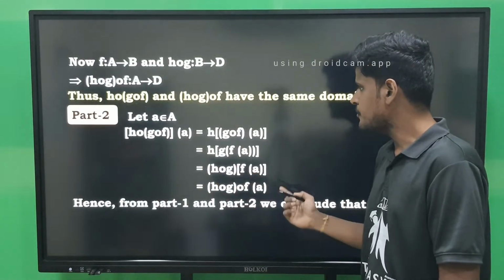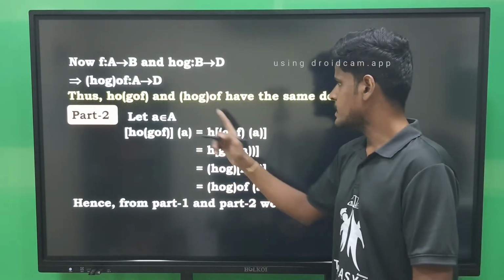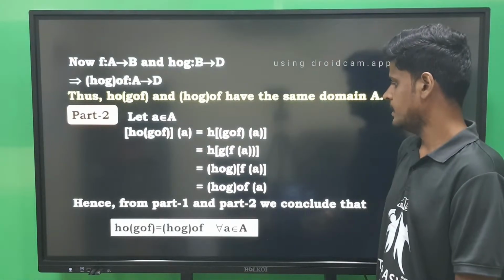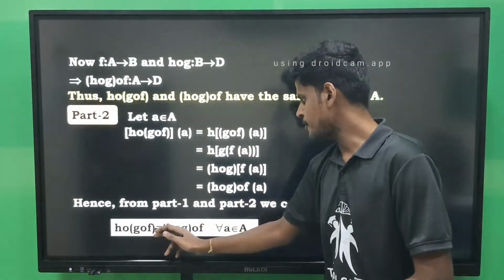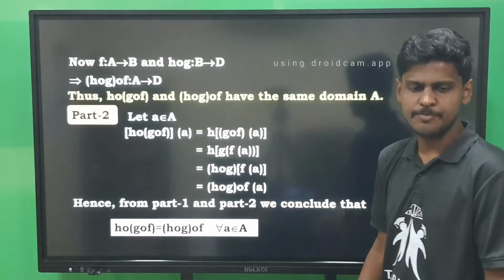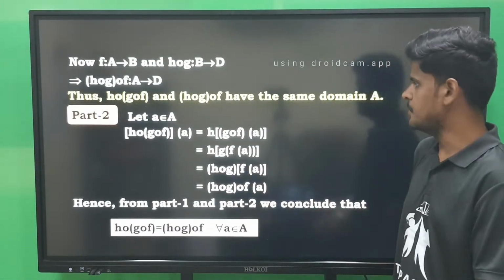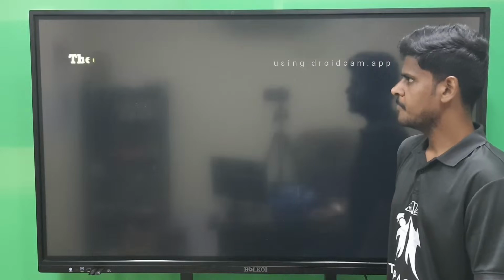And what is h of g of f of a? It is nothing but h of g of f. So both are same. H of g of f is equal to h of g of f. Both are same. This is the proof for the associative property of function.